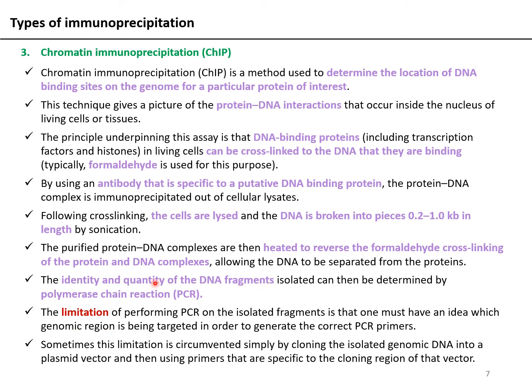The limitation of performing PCR on the isolated fragments is that one must have an idea which genomic region is being targeted, like I just mentioned. And sometimes this limitation can be circumvented. How? You simply clone the isolated genomic DNA into a plasmid vector and then use primers that are specific to the cloning region of that vector.